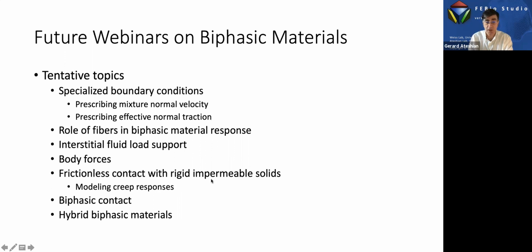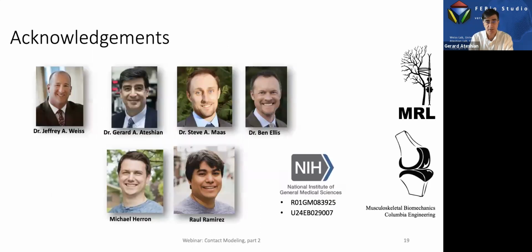And if you want to do a creep problem, you often have to do frictionless contact with a rigid and permeable solid, or permeable for that matter. And generally, if you want to do biphasic contact. And then we introduced very recently, we just published a paper on hybrid biphasic materials. Actually, if you don't want to neglect inertia terms, you do want to do wave propagation through porous media, we can talk about biphasic materials.